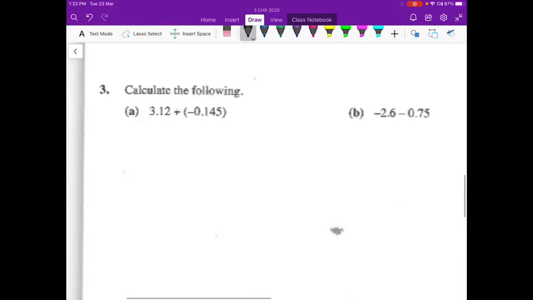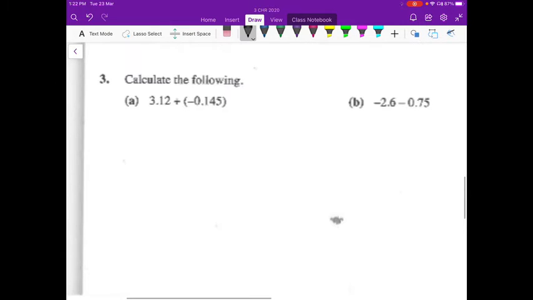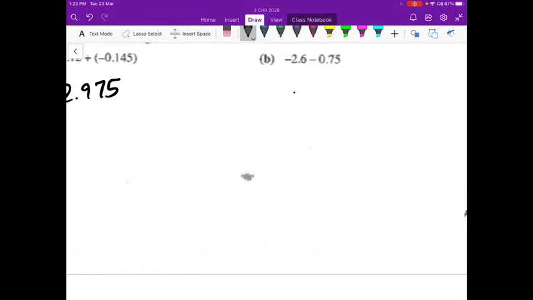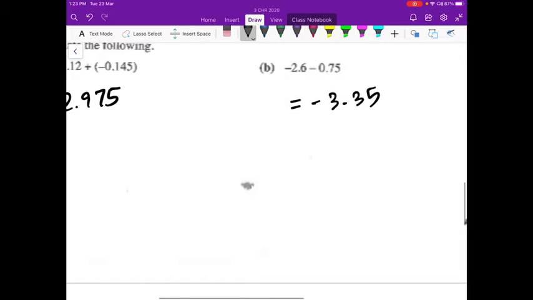Calculate this. 2.9. So here we have 2.975 minus 2, negative 3.35. Okay, show of hands, who got everything correct on this page? It should be everybody, should be. Can put fraction? Can. Go ahead.